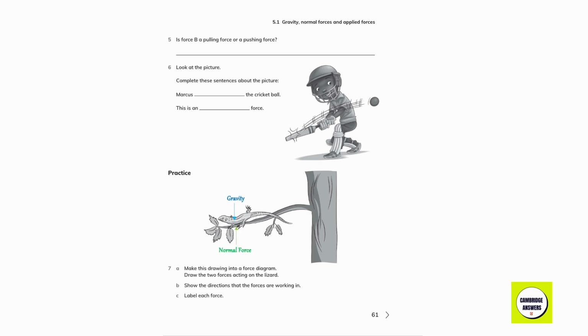Is B a pulling force or a pushing force? A pushing force. Look at the picture. Complete these sentences about the picture. Marcus hits the cricket ball. This is an applied force. Make this drawing into a force diagram. Draw the two forces acting on the lizard. Show the directions the forces are working in. Label each force. The forces are gravity and normal force.